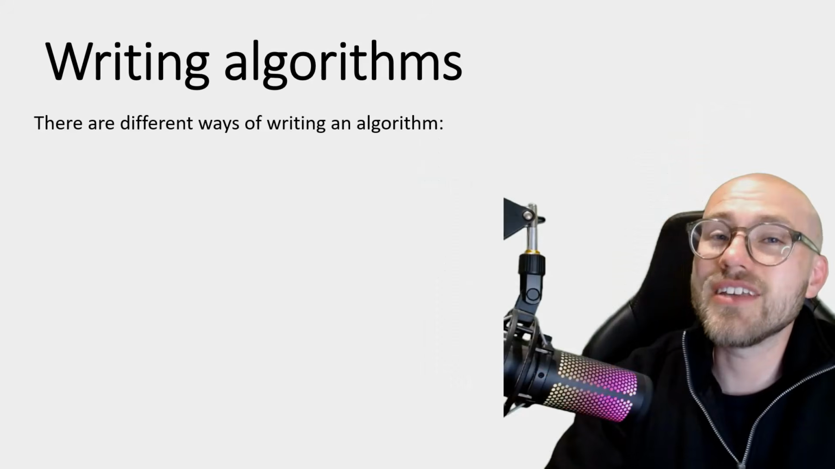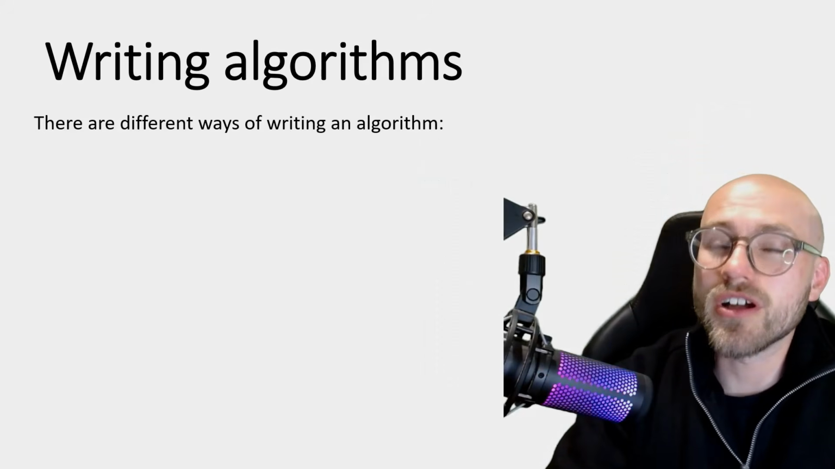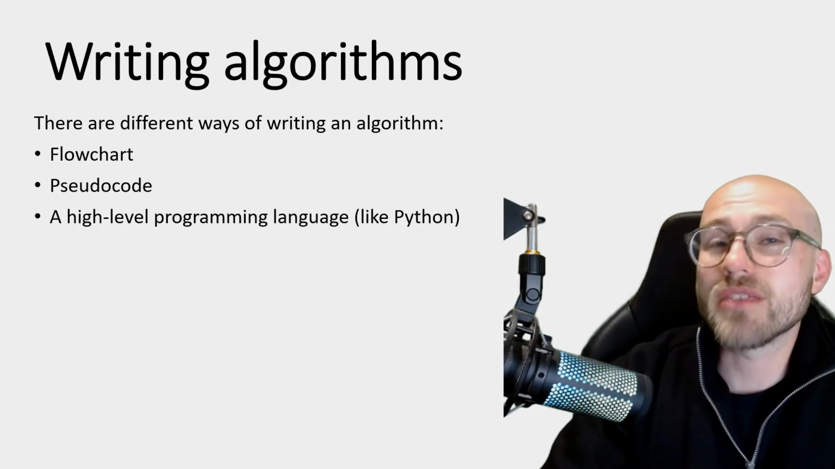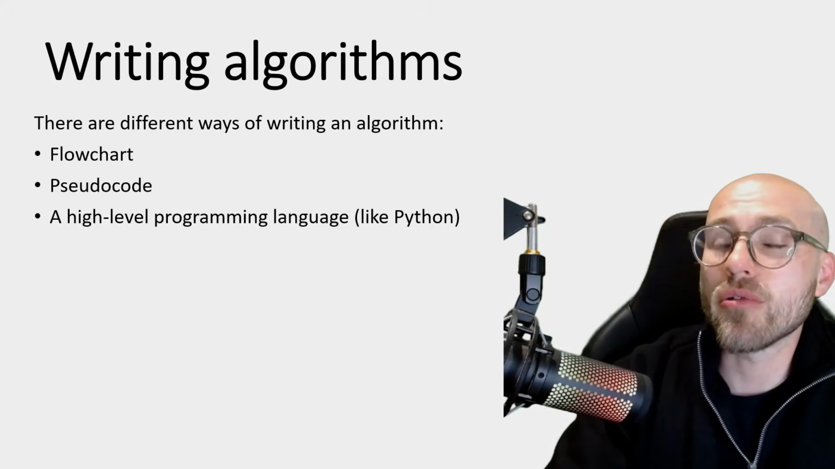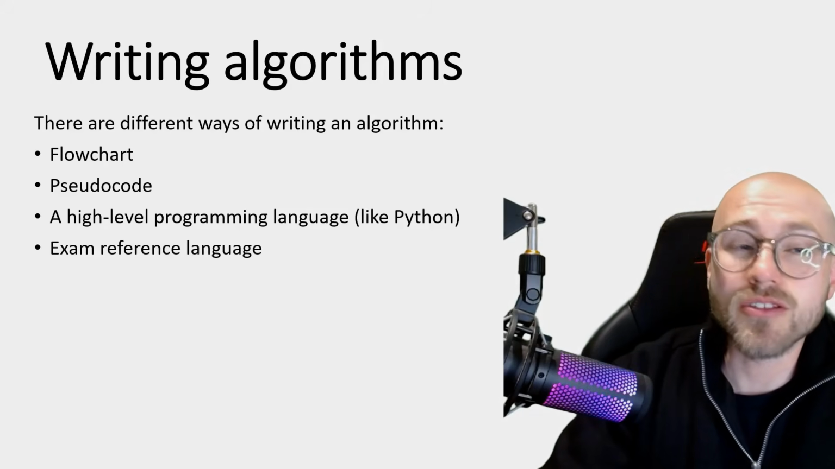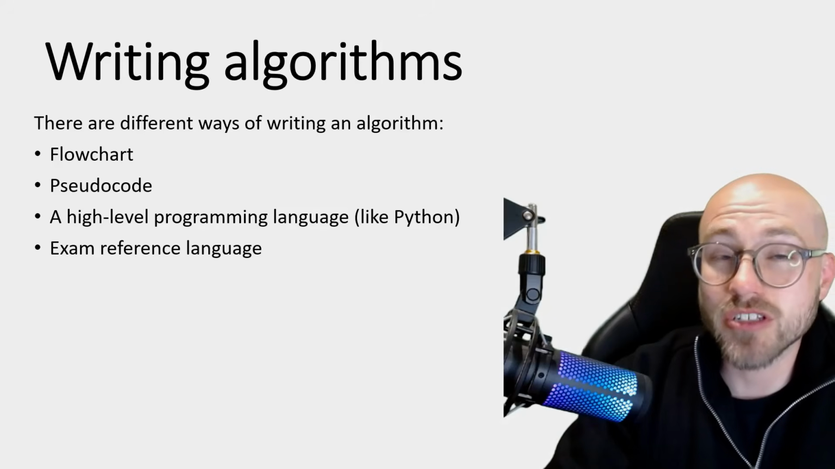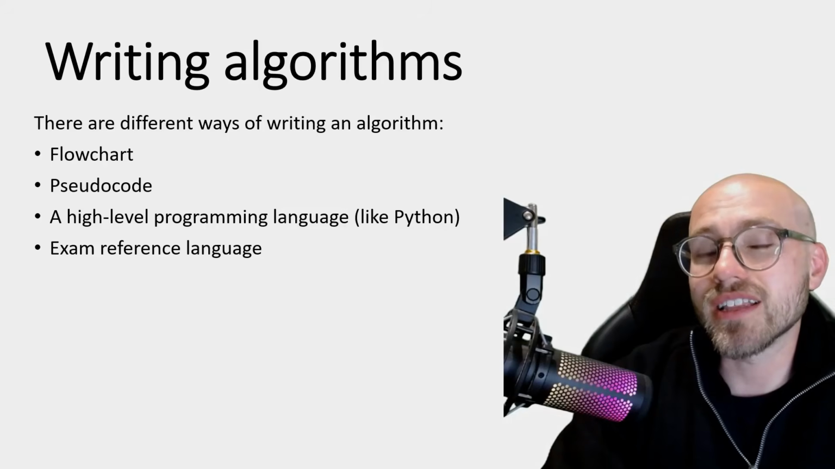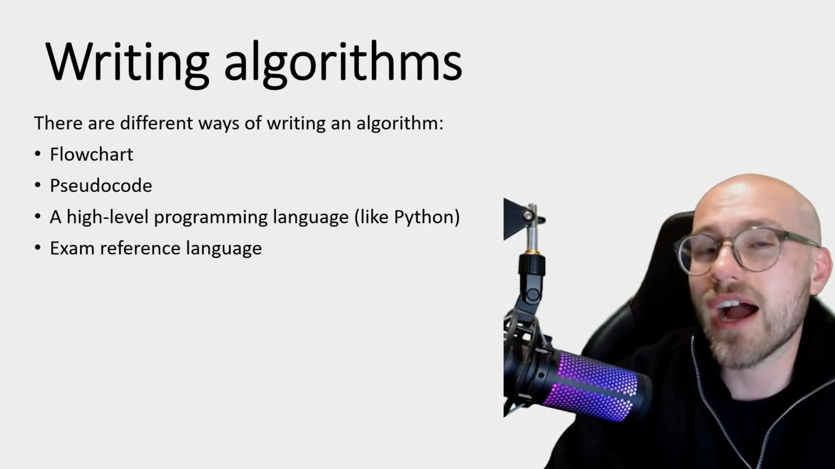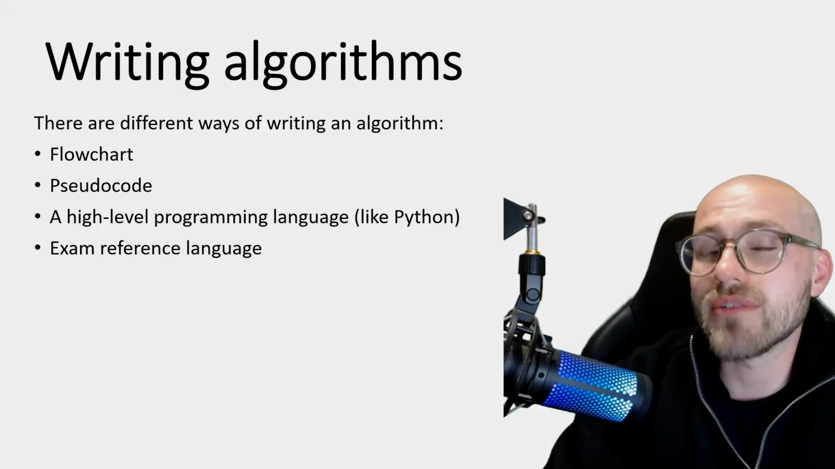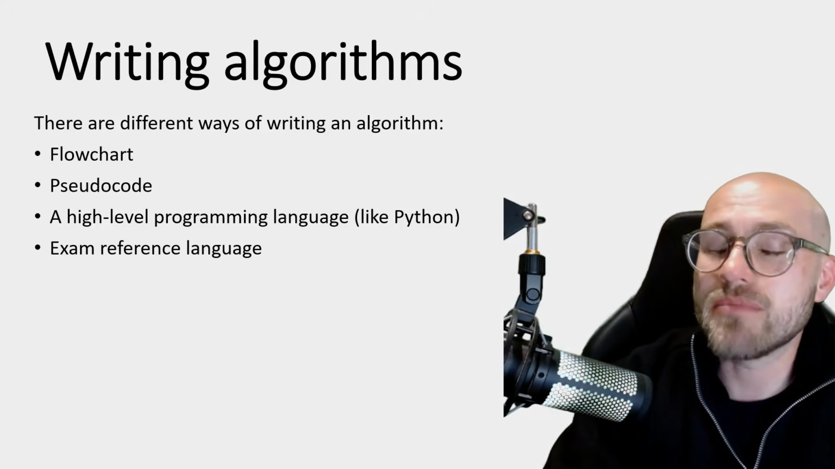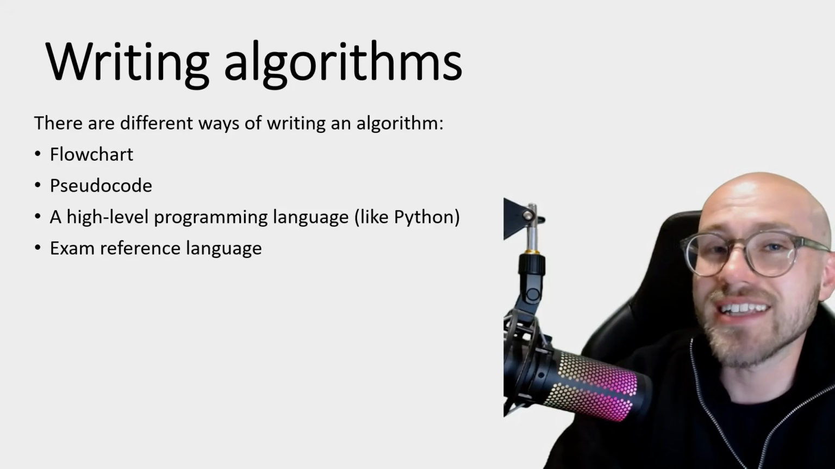Today we are looking at writing algorithms. So there's different ways of writing an algorithm, but we are going to focus on both flowcharts and pseudocode. It's worth mentioning that we can write them in a high-level programming language like Python, and there's also exam reference language, which OCR have got their own, but we're not going to look at that, purely because you can still get the marks in writing pseudocode or high-level language. Writing in exam reference language is almost like learning an extra language on top of that. In my opinion, stick to learning less and you can still get full marks.